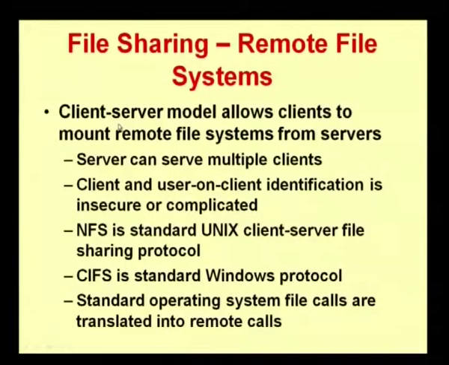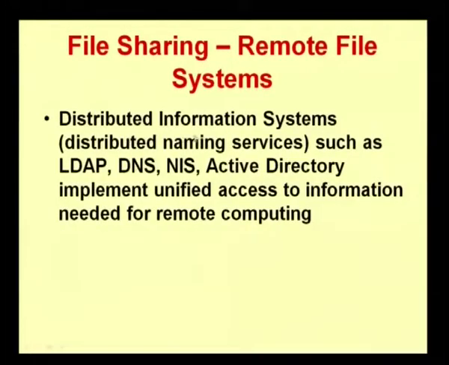Next, we will see file sharing on a remote file system. So this is a client server model. A server can serve multiple clients, and client and user identification is insecure or complicated. NFS, the network file system, is a Unix file system. It is a standard Unix client server file sharing protocol, and CIFS is a standard Windows protocol. So standard operating system file calls are translated into remote calls. And then a distributed file system can be used via active directories or via certain naming services.